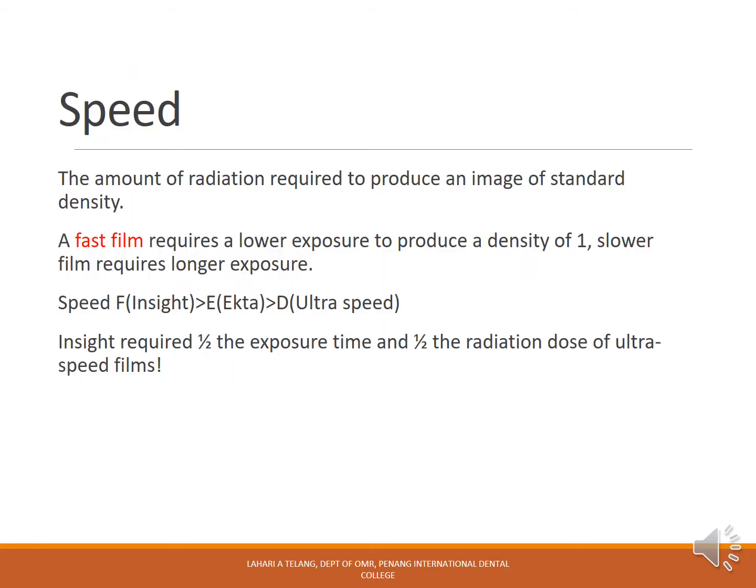Moving on to the next important image characteristic, which is speed. Speed is the amount of radiation required to produce an image of standard density. Faster the film, the better it is, and faster film requires lower exposure to produce a density of 1, and a slower film requires longer exposure. So these days we are using the F speed films, and in fact, films which are F speed require half the exposure time and half the radiation dose of ultra speed films or D speed films.